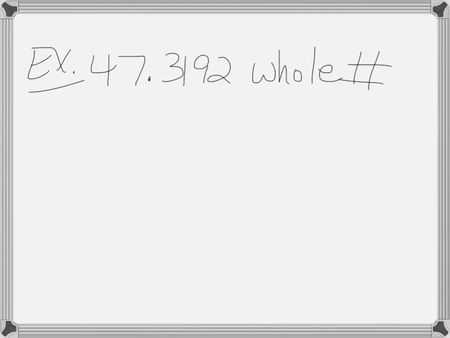One more rounding problem. 47.3192 rounded to the nearest whole number. Whole numbers are to the left of the decimal, which would be this 7. I look to the digit to the right. Is it 5 or greater? No, it is not. It's a 3. So the 47 just stays. And then it's rounded to the nearest whole number.